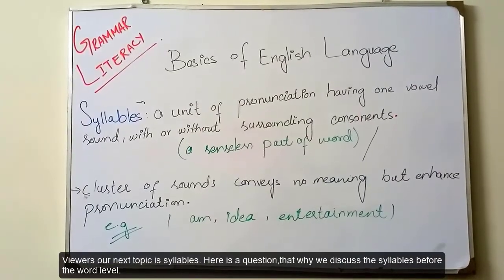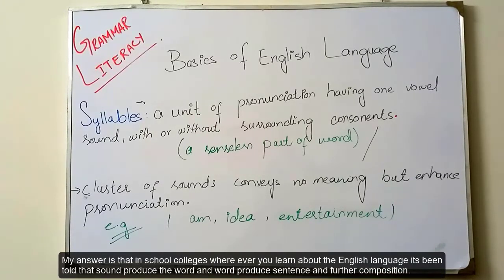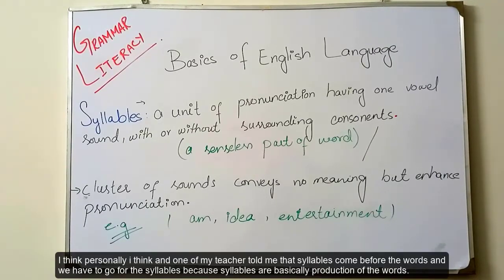Okay viewers, our next topic is syllables. Here is a question: why do we discuss syllables before the word level? My answer is that in schools, colleges, or wherever you learn the English language, it is told that sounds produce words, and words produce sentences and further composition. But personally I think, and one of my teachers told me, that syllables come before words. And we have to go for syllables because syllables are basically the production of words.